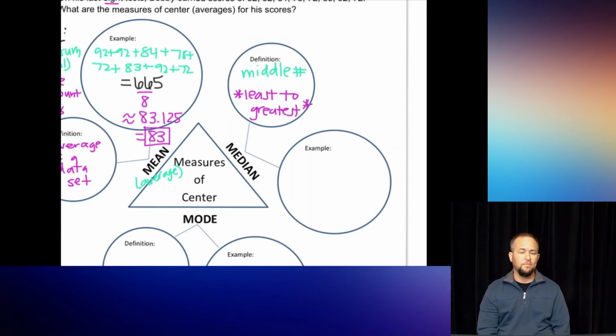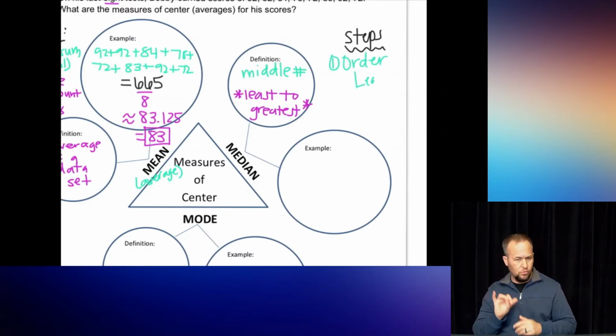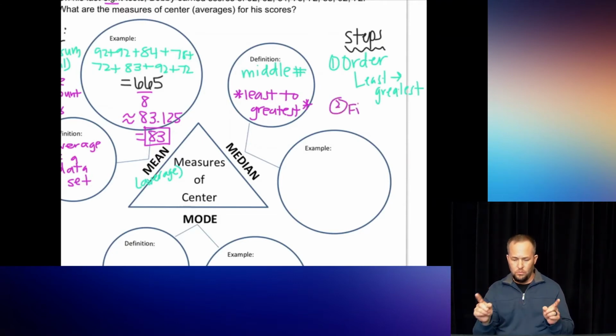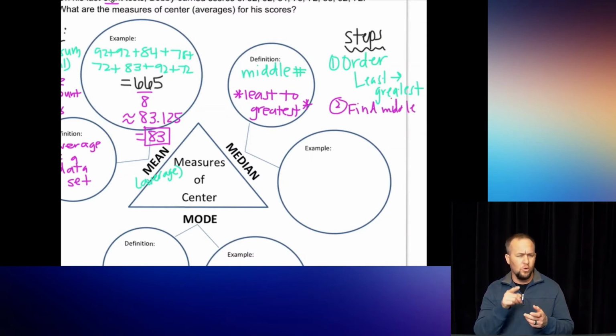Again, we have some steps of finding the median. We're going to first put them in order, so list the numbers in order, least to greatest. And then with that, we are going to find the middle. When I quickly put these in order, I want you to try it first to make sure that we have the same order. So go ahead and push pause.